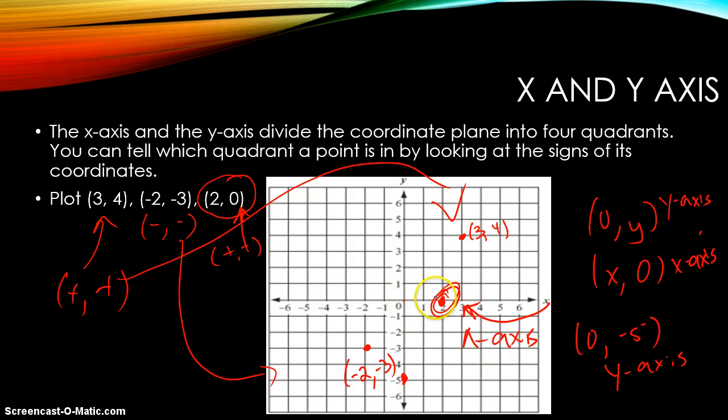So you notice when I'm graphing these points, I always start at the origin, and that's where you want to start from. When you're plotting points, you always want to start at the origin, the 0, 0, and move from there. Move your x value first, whether it's positive or negative, and then your y value, whether it's positive or negative.